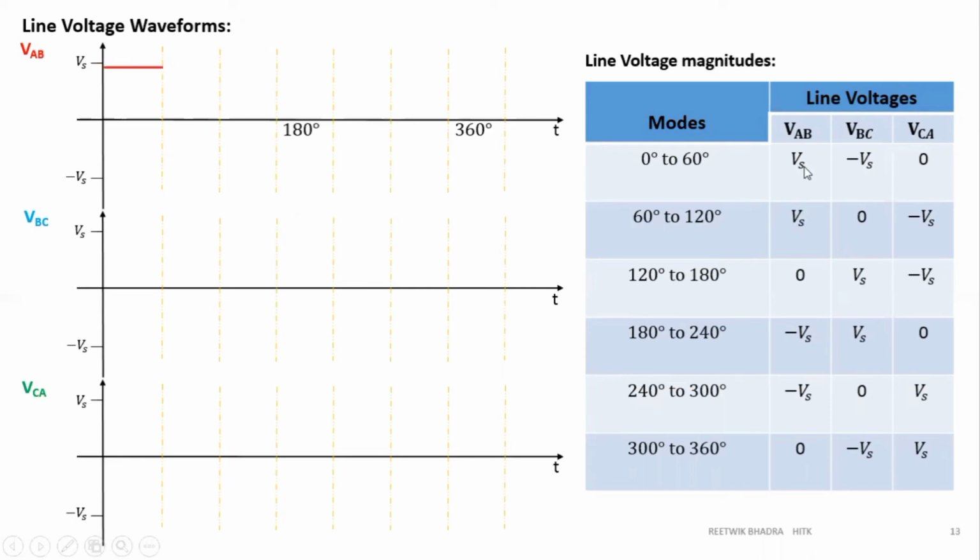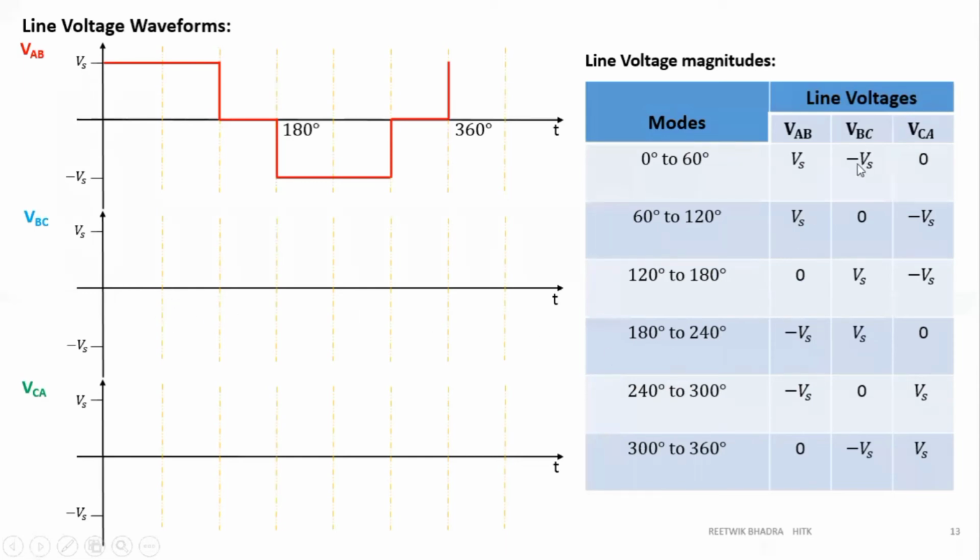Vs, red line, okay? My mouse is pointing to the values and on the left hand side you will see the animation. Then again Vs. Then 0. Then minus Vs. Then 0. Then again it will continue and go to plus Vs.